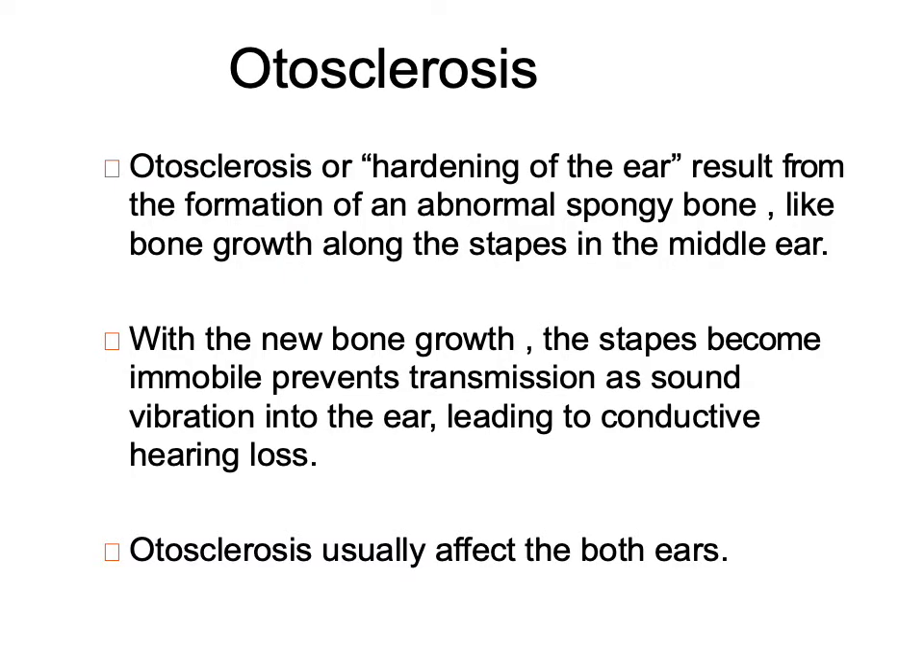Otosclerosis, or hardening of the ear, results from the formation of abnormal spongy bone-like growth along the stapes in the middle ear. With the new bone growth, the stapes becomes immobile and prevents transmission of sound vibration into the ear, leading to conductive hearing loss. Otosclerosis usually affects both ears.